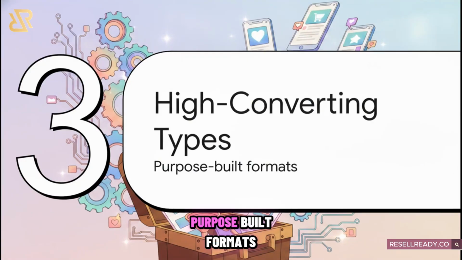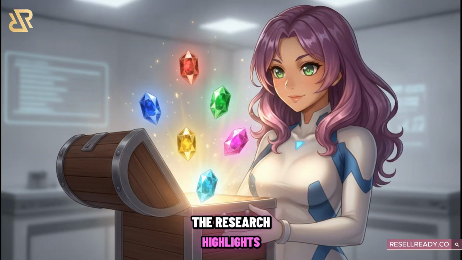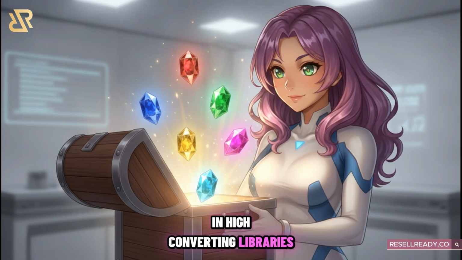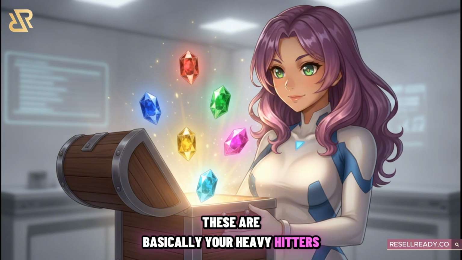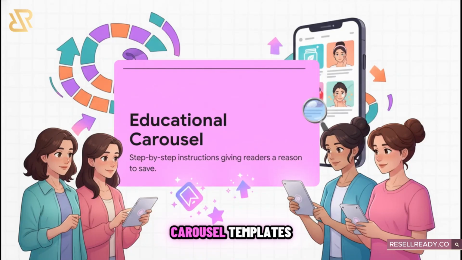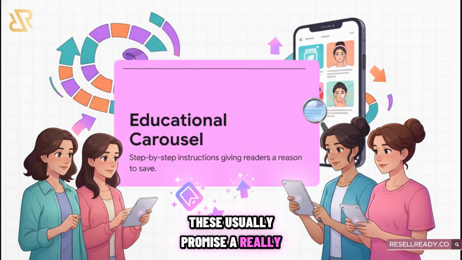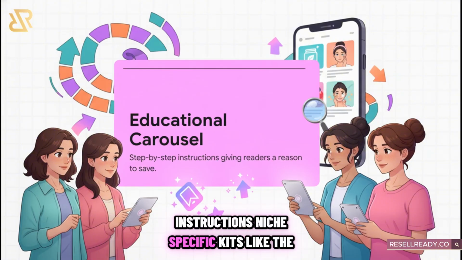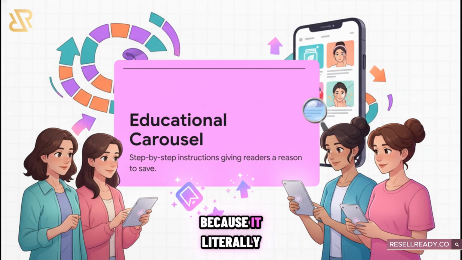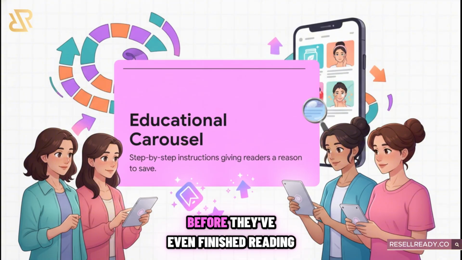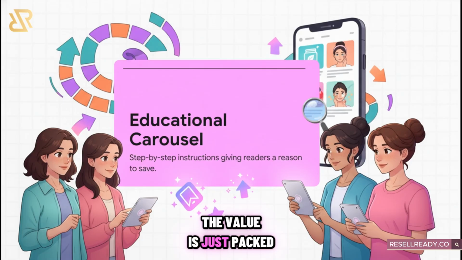Section 3. High-converting template types. Purpose-built formats. The research highlights a rapid-fire list of 6 specific content angles that just show up time and time again in high-converting libraries. These are basically your heavy hitters. First up, we have educational carousel templates. These usually promise a really clear transformation, something like how to do X in Y minutes, and they walk the user through step-by-step instructions. Niche-specific kits, like the Glow Lab Instagram Content Kit, use this format brilliantly. Why? Because it literally gives readers a reason to hit that save button before they've even finished reading step 1. The value is just packed in there.